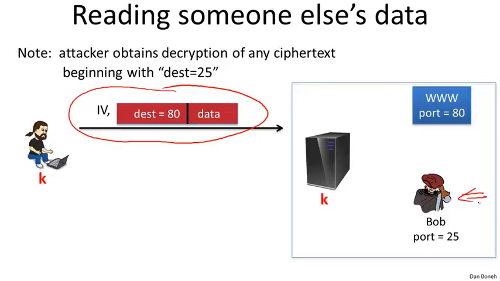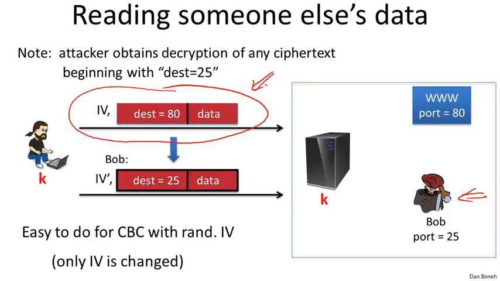So what Bob is going to do, Bob here is the attacker, is intercept this packet en route, prevent the packet from reaching the server as is, and instead modify the packet so the destination port now reads port 25. This is done on the ciphertext, and we're going to see how to do that in just a minute. When this packet arrives at the server, the destination port says 25, so the server will decrypt the packet, see that the destination is 25, and forward the data over to Bob. So simply by changing the destination port, Bob was able to read data that was not intended for himself, but rather was intended for the web server.